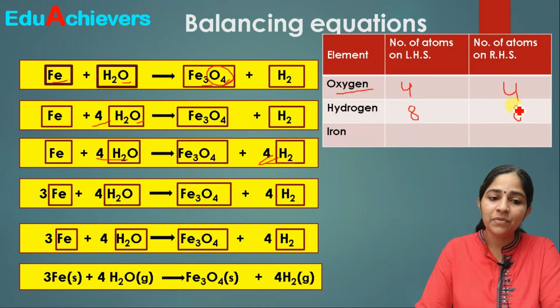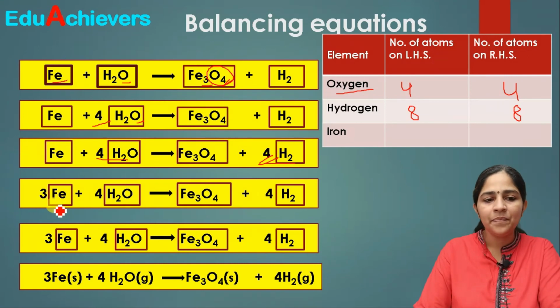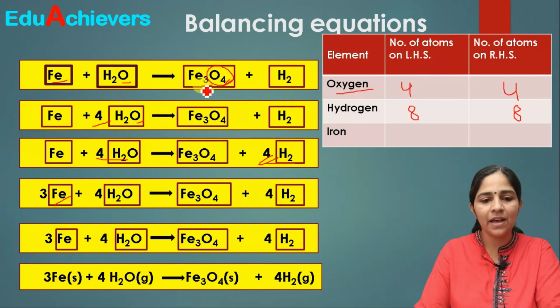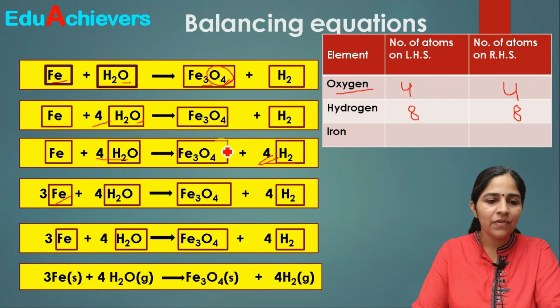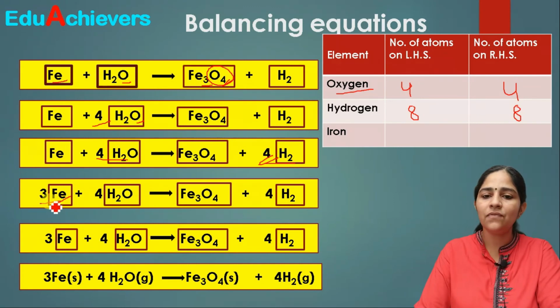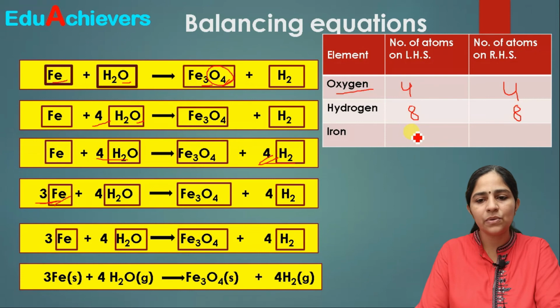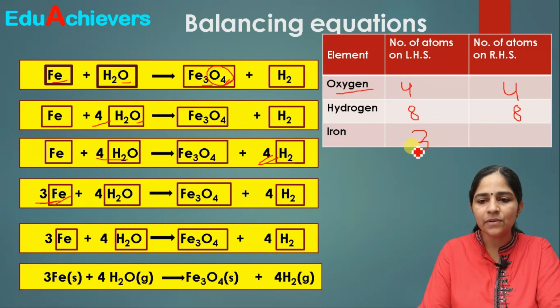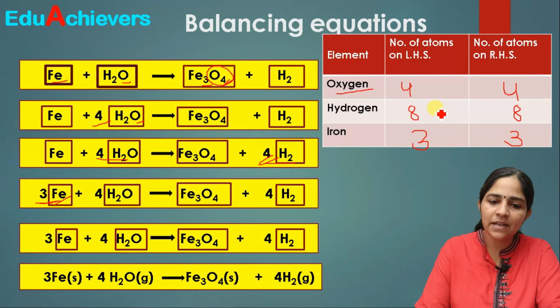Now the next thing we have to balance is the last atom, that is iron. Okay, so here the number of iron in the beginning was 1 atom, and on this side we were having 3 iron atoms. So we have put 3 as a coefficient in front of iron, and now both sides of the reaction are balanced. So it is 3 and it is also 3. Okay, so this way this reaction is balanced.